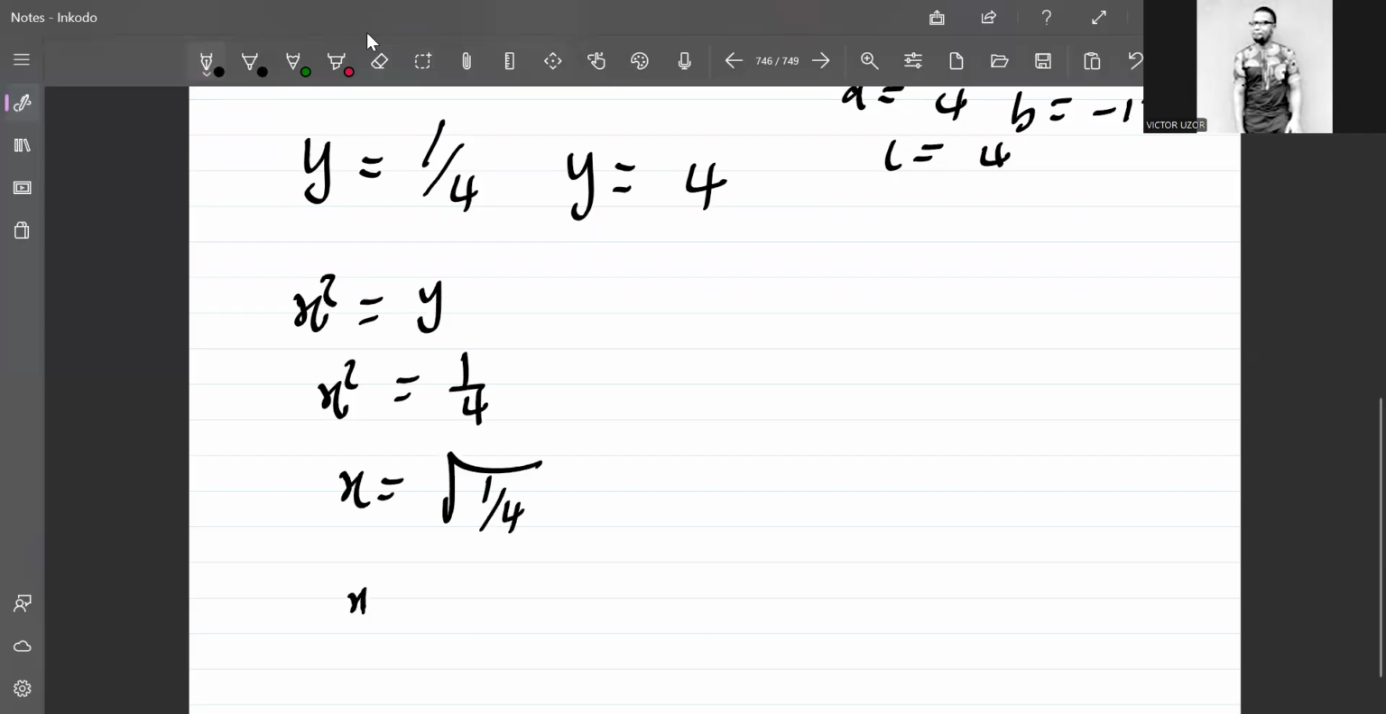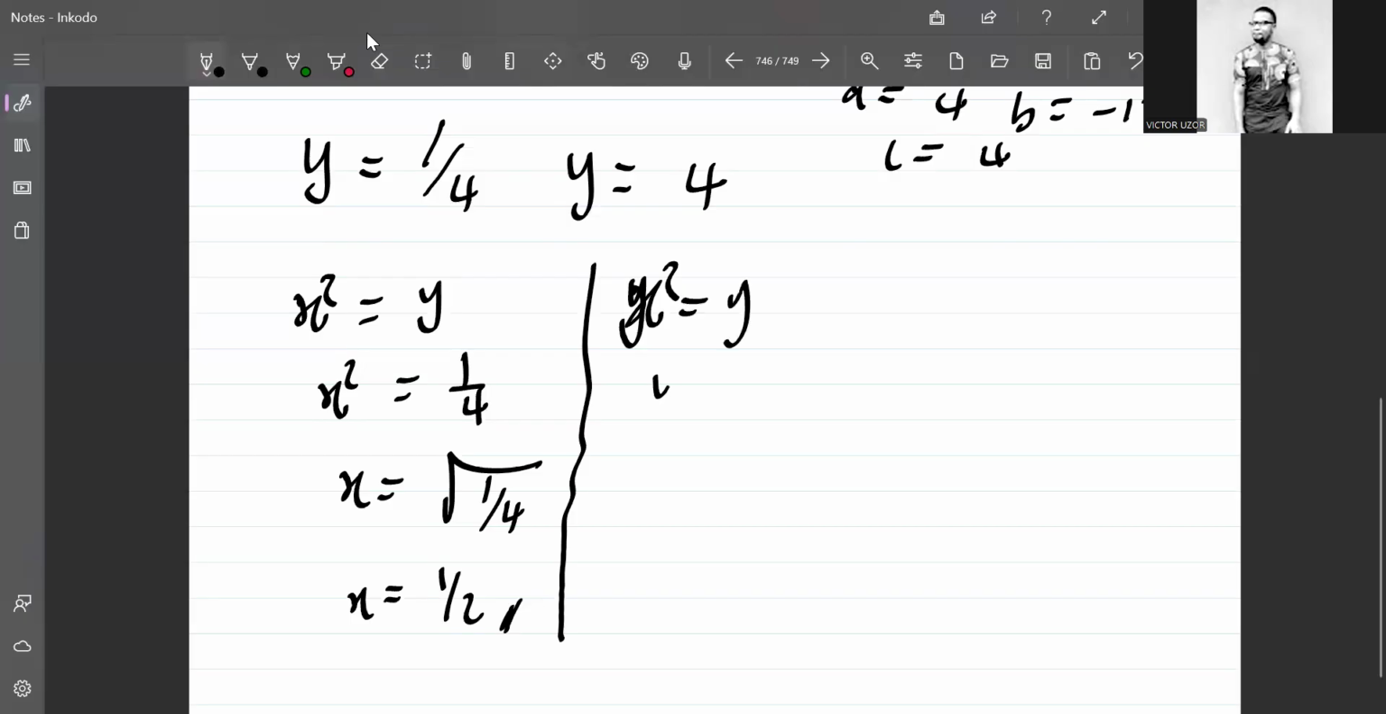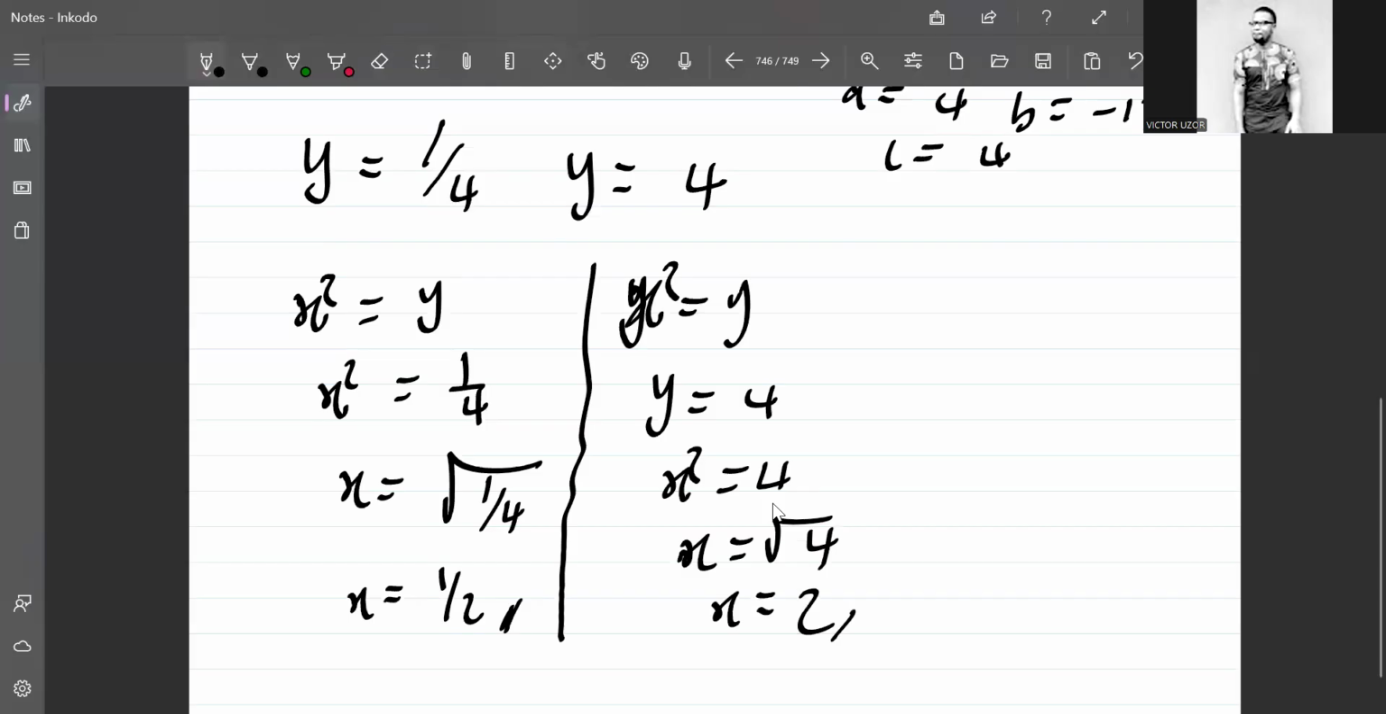And the square root of 1 over 4 will give you 1 over 2. So that is that case. And in this one, when x squared is equal to y, and y is equal to 4, then x squared equals 4. Taking the square root, x is equal to the square root of 4, and x is equal to 2.